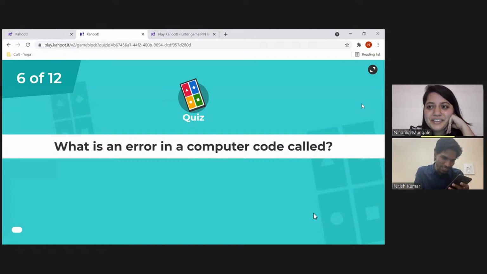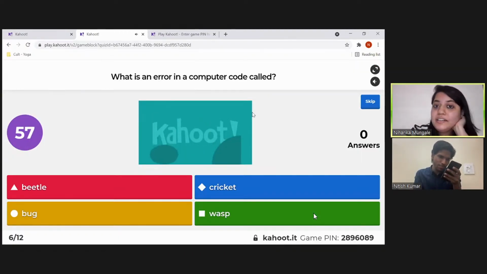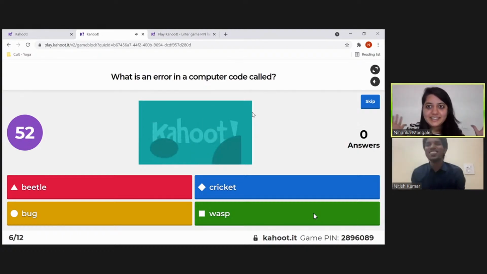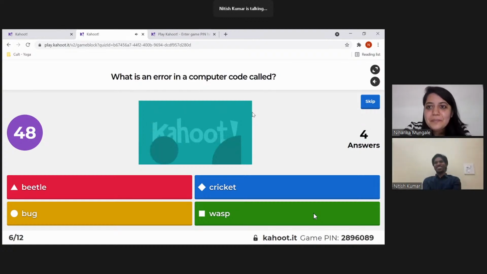Okay, I'm gonna move on to the next part. What is an error in a computer code called? It's very easy, guys. It's the easiest question. This is a good question. You guys use this. It's a common term. I'll tell you why this term came into being.